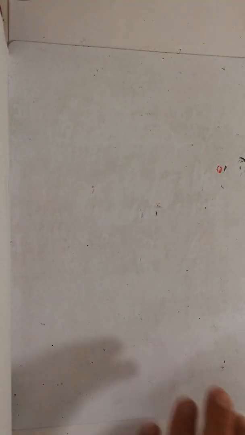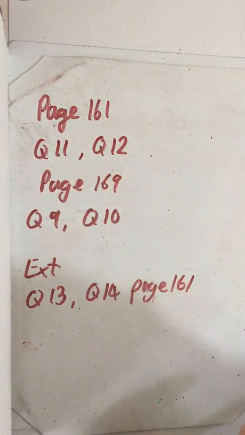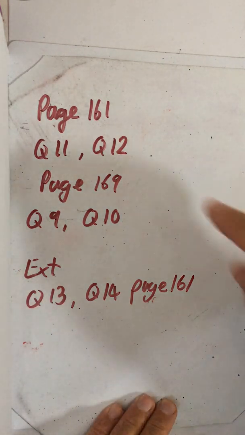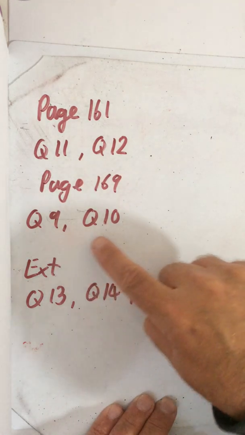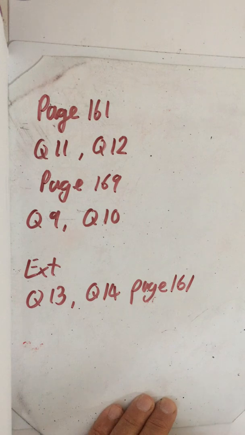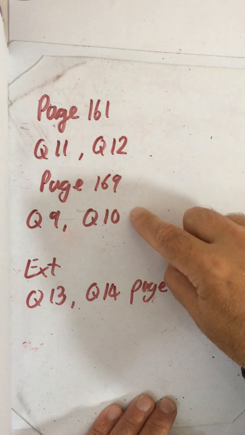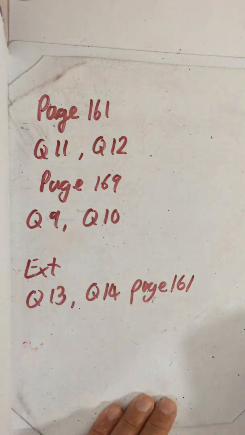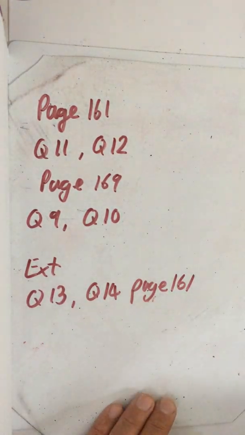Right, this is the work I'd like you to do today, please. Page 161, questions 11 and 12. Please read the questions carefully because it's asking you to write the equation and then find the value. The same then, please, with page 169, question 9 and 10. So it's only 4 questions, but really take your time and make sure you work it out. And I'd like you, please, then to have a go at the extension as well. Those of you who are finding this pretty straightforward, please do the extension to push yourself.